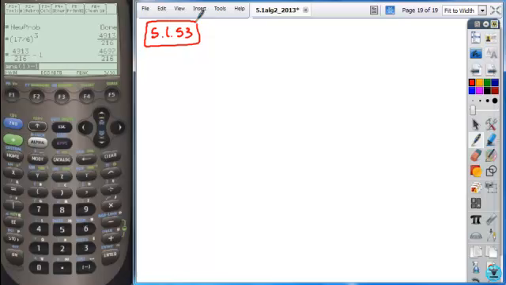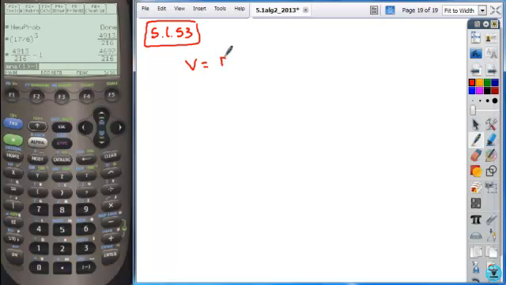Basically, the main problem with number 53 is the fact that they give you measurements in millimeters, but they ask you for the volume in meters, cubic meters. So in this, they want you to find the volume of a penny. A penny is a cylinder.